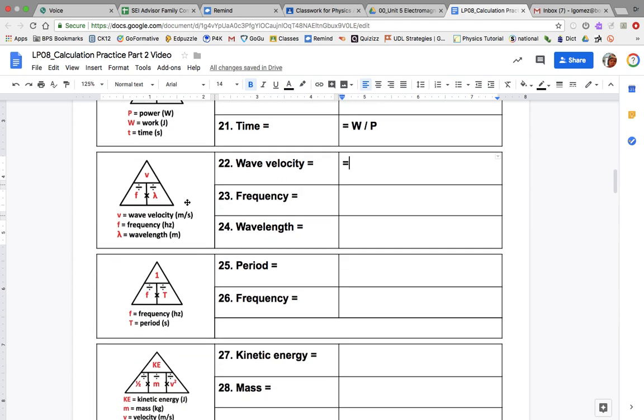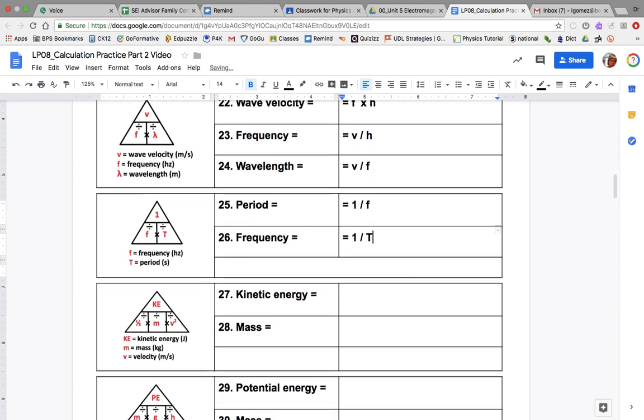Now let's do wave velocity. Wave velocity is equal to frequency multiplied by wavelength. I'm going to represent wavelength with an H. Frequency is velocity divided by wavelength. And wavelength is velocity divided by frequency. Period is 1 divided by frequency. Frequency is 1 divided by period.